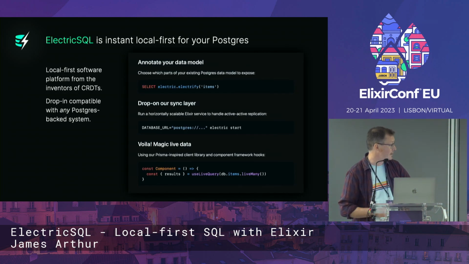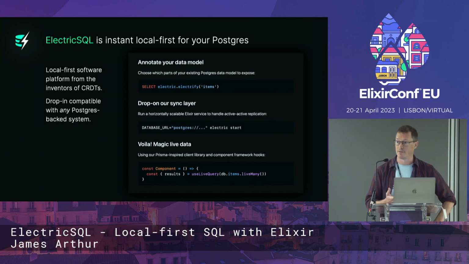So this is us, we're ElectricSQL. We're basically Hasura for local first. So the idea is we drop on top of your Postgres, we work with your existing data model, you don't have to change your application at all, your back-end integration stuff all stays the same, but you get magic local first on top. So you drop on our sync layer and you get live, real-time, conflict-free data in the client.